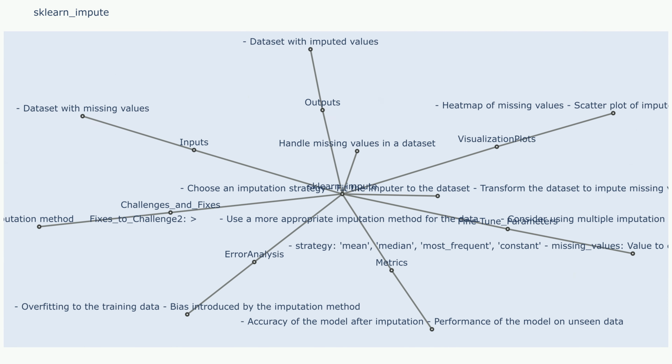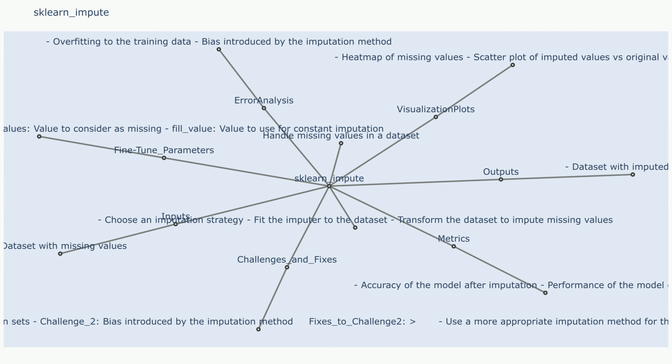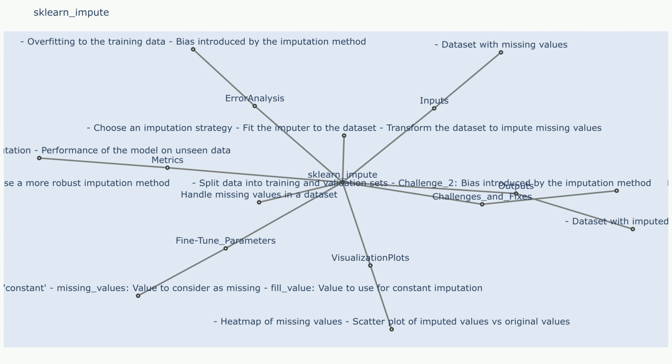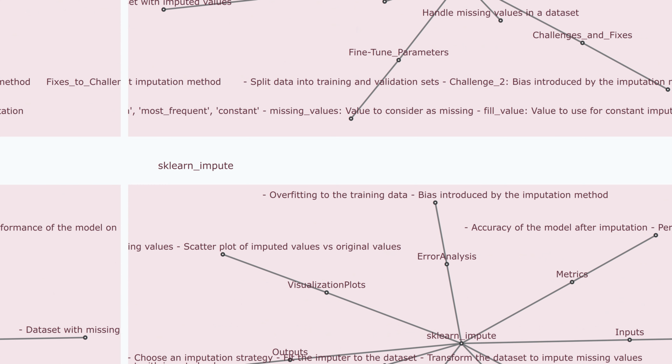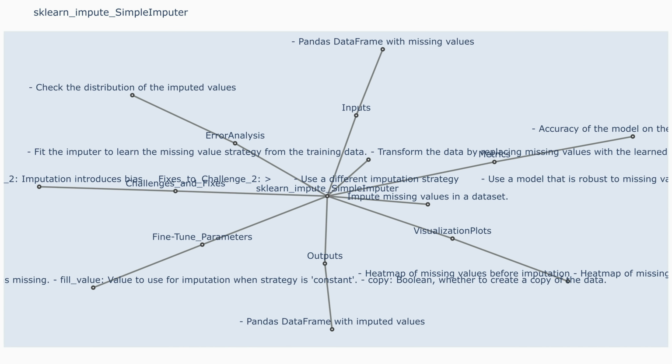Explain torch where the return format should be YAML convertible format as below. Torch where sklearn impute SimpleImputer.